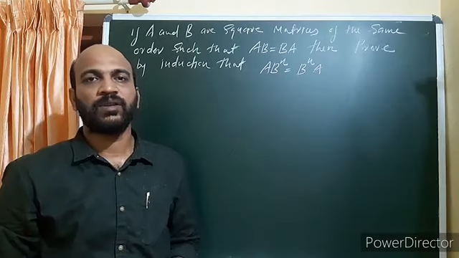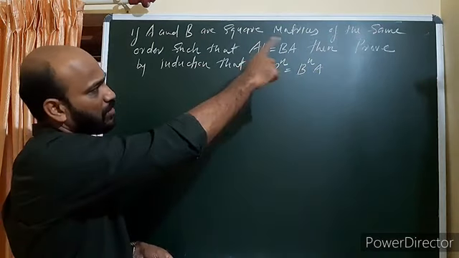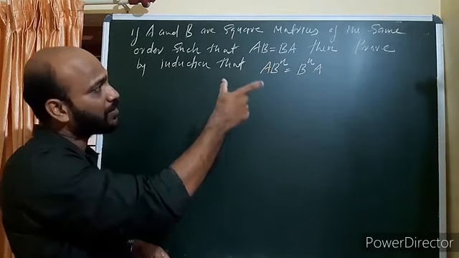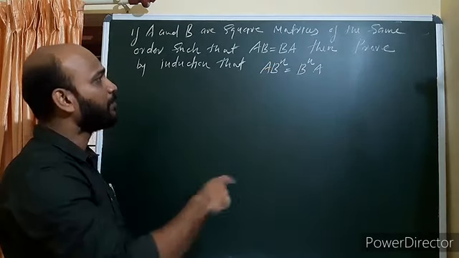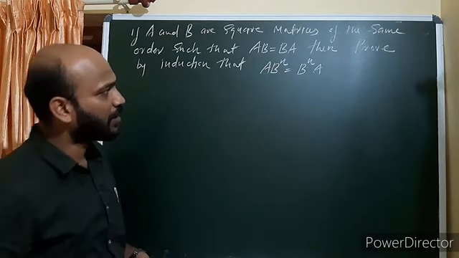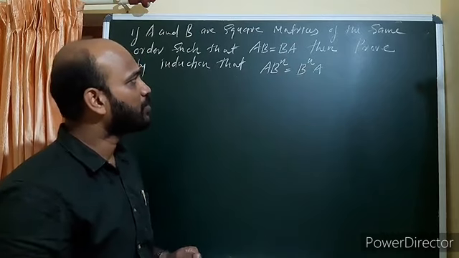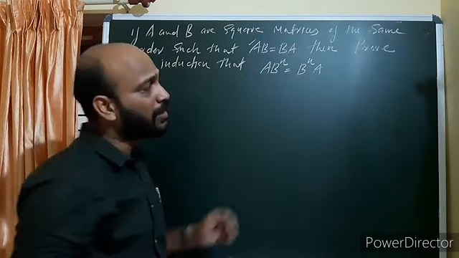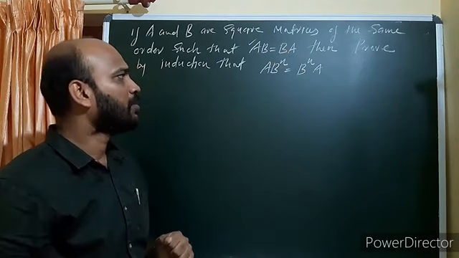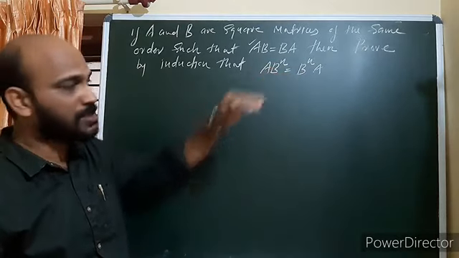Okay. Now we can do one more question. If A and B are square matrices of same order such that AB equal to BA. So given that it is commutative, AB equal to BA, then prove by induction that A into B raised to n is equal to B raised to n into A. So by using this condition, you have to prove that A into B raised to n is equal to B raised to n into A. So it's also an expression involving natural numbers. So we'll go for induction method.